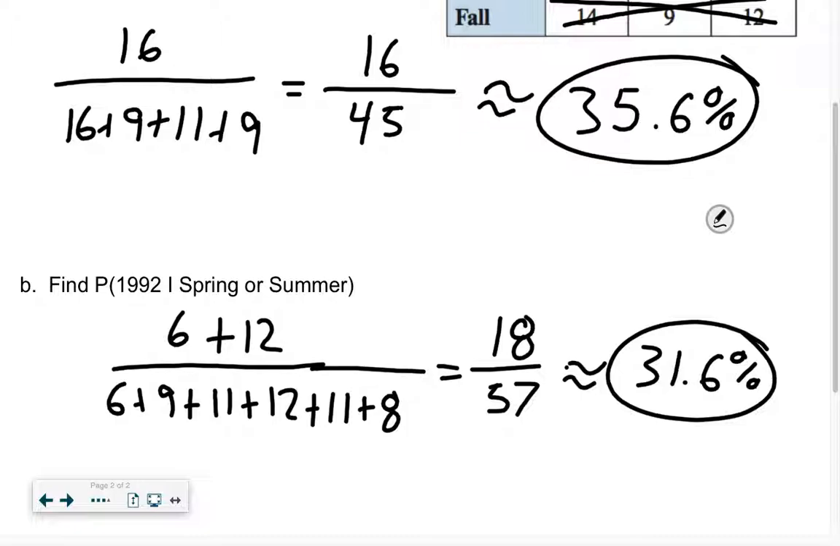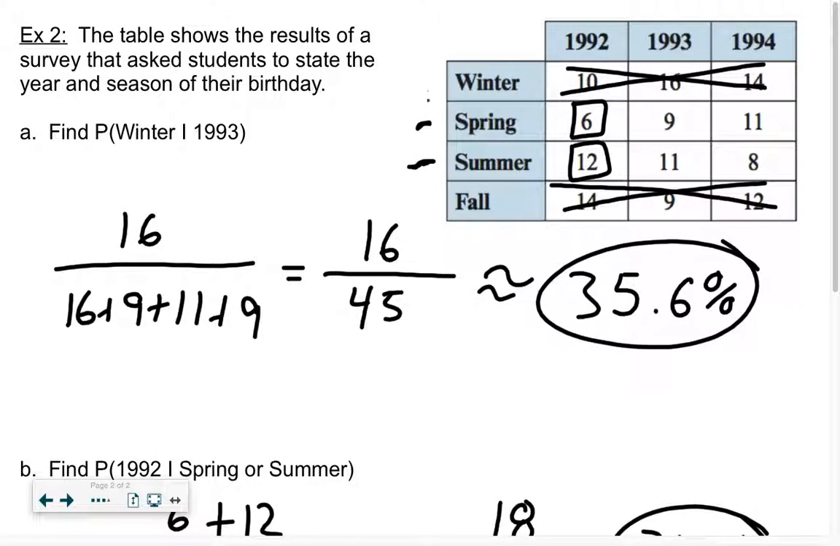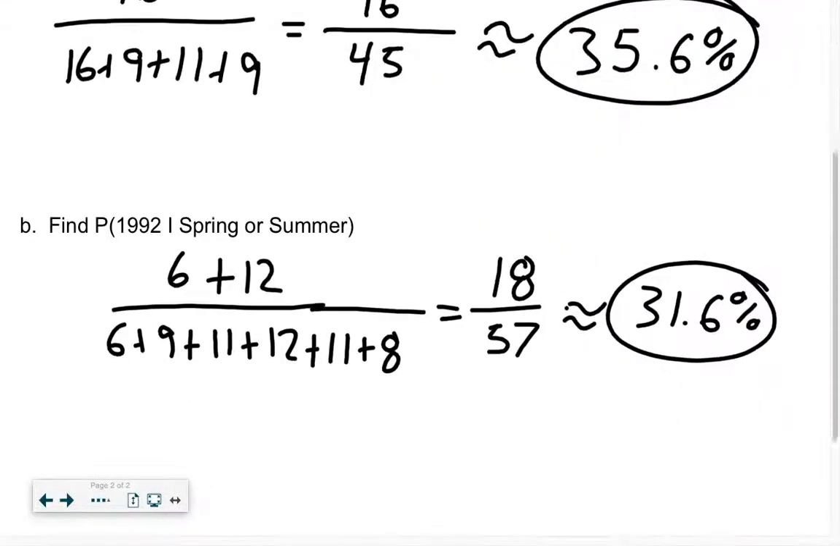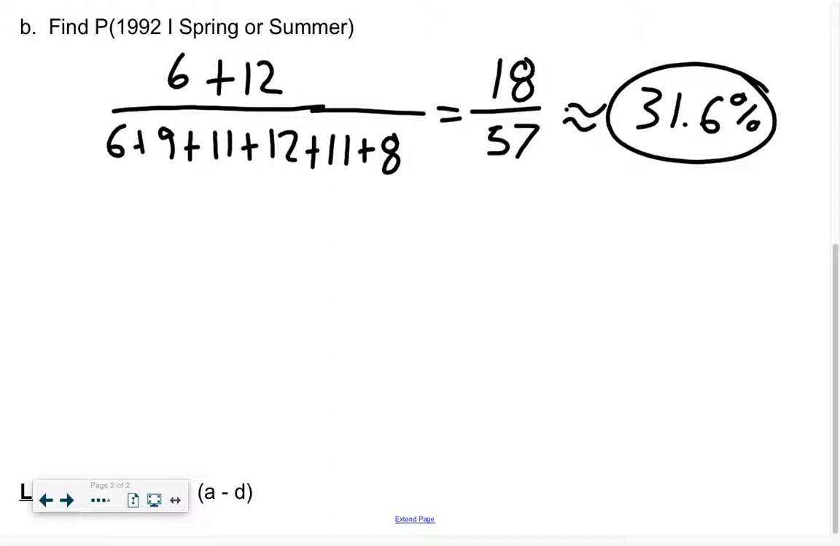Cross out the ones that are not given to you. Okay? We know it occurred in this row, so we are not concerned about anybody else. Hence the reason why we call it conditional probability. Let's do practice problems A through D.